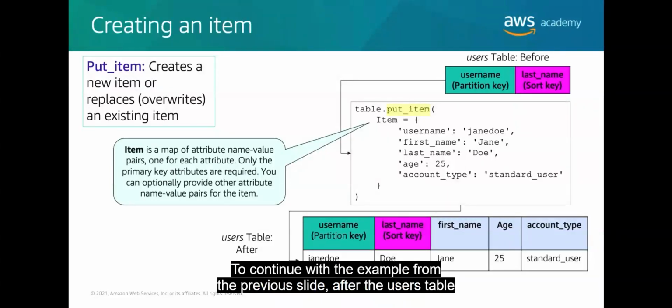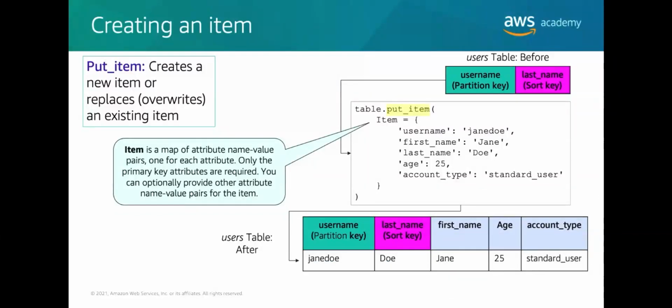To continue with the example from the previous slide, after the users table is created, the put item operation is invoked to add a new item to the table. The item value is set to the map value of the attributes and values to be written.